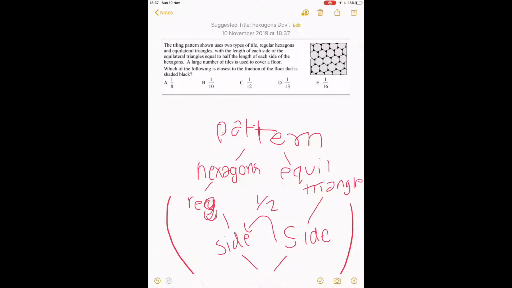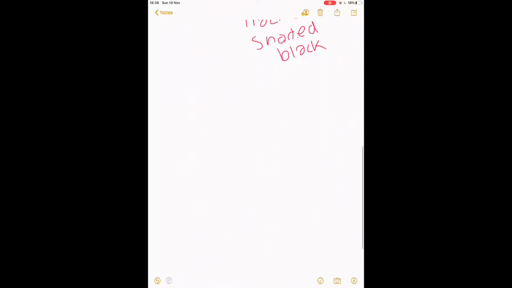First we would want to find the ratio of the triangles to the hexagon, so we know the fraction of the floor that is shaded black, because whatever's being shaded black is basically the triangles. So you want to find the ratio of the triangle to the hexagon in this pattern.